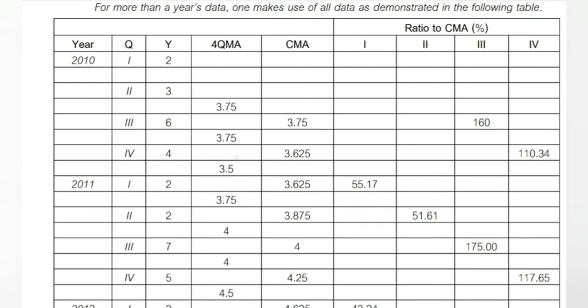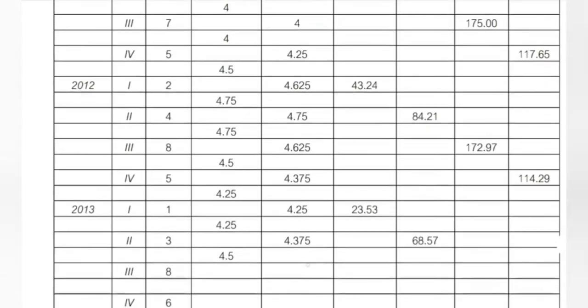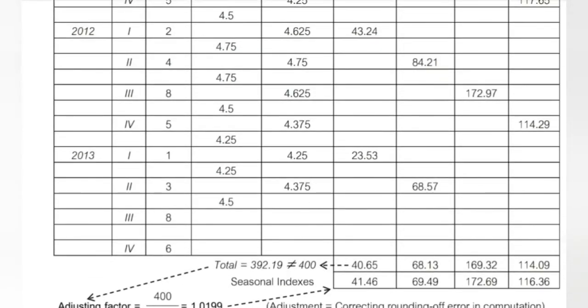Okay, the next two 4-quarter moving averages, 3.75 and 3.5. 3.75 plus 3.5 is equal to 7.25, divided by 2 is equal to 3.625, right in the middle. The next one, what is the average of 3.5 and 3.75? 3.625, right in the middle. What is the average of 3.75 and 4? 3.875, right in the middle. And so on, you fill the CMA column, centered moving average.